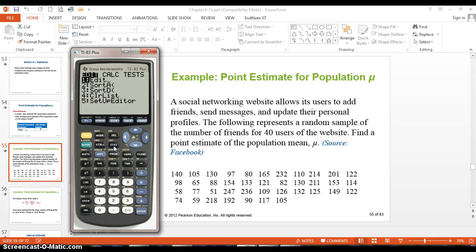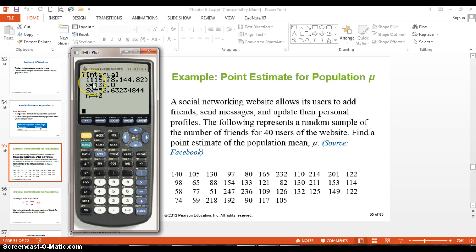Hit the stat button, arrow to test, go down to t-interval, and now this time we're going to hit the enter key on data. We're dealing with raw data now. Where is that raw data? That's where lists is. It's in column L1, so I don't have to change that, nor do I have to change the frequency. The only thing that changes is the confidence level. So we'll say 0.90. And just hit calculate.